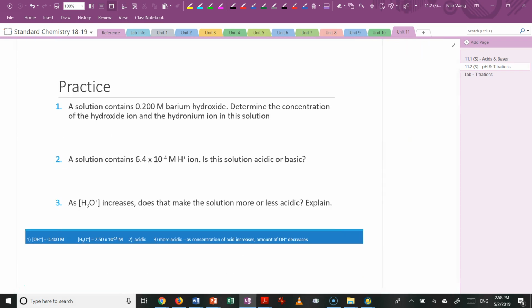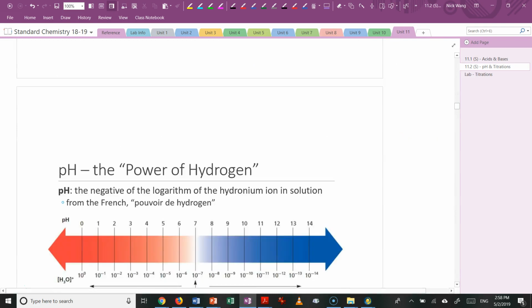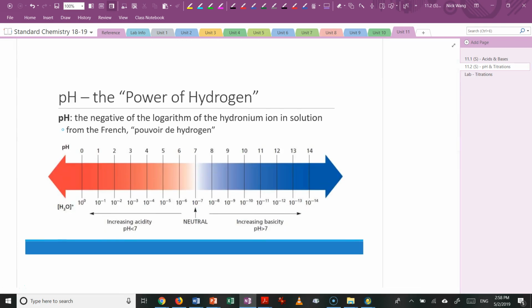Here's some more practice problems. Go ahead and give those a shot. Make sure you can apply these on your own. But let's go ahead and talk about how pH figures into all this.